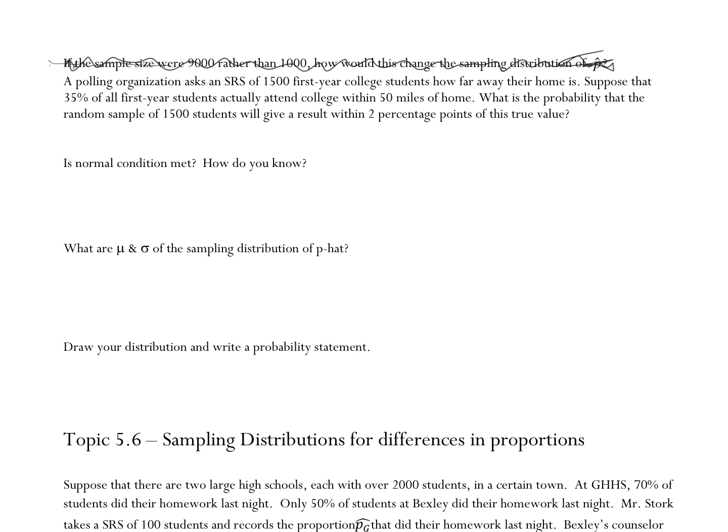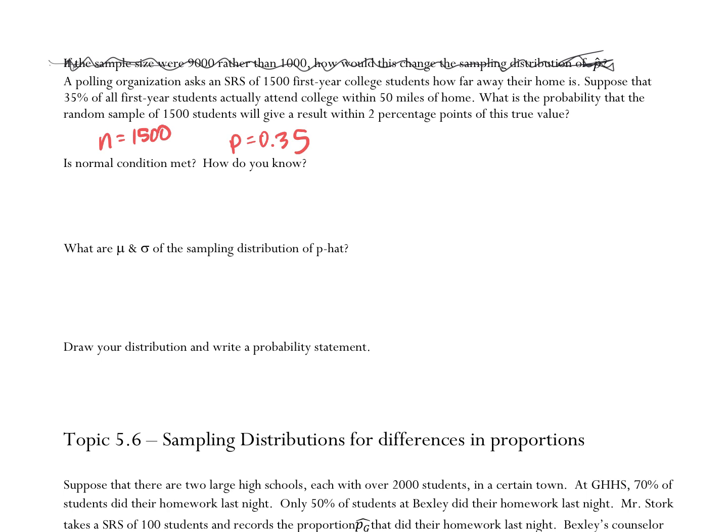A polling organization asks a simple random sample of 1,500 first-year college students how far away their home is. Suppose that 35% of all first-year students actually attended college within 50 miles of home. What is the probability that a random sample of 1,500 students will give a result within 2% of this true value? So the idea is, how reliable is my sample? What's the probability my sample will be close enough, and we're defining close enough as 2% to that 35%.